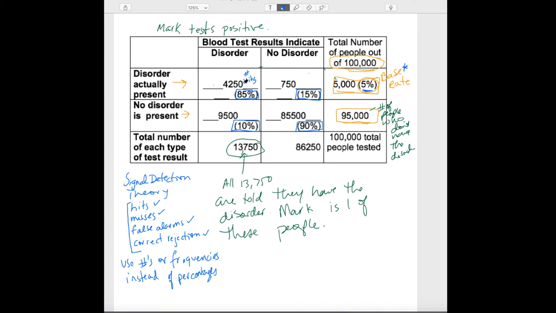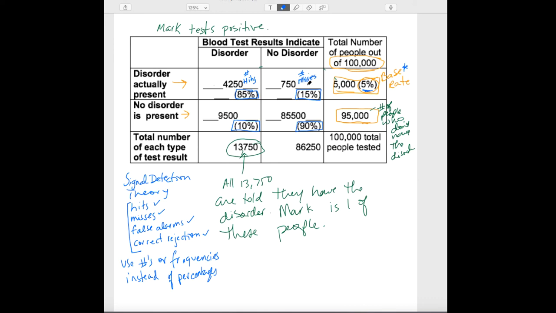This is the number of people who are correctly diagnosed by the blood test as having cancer when they actually do have it. The remaining 750 people who have this condition are falsely told by the test that they don't have it. This is the number of people for whom the test misses their cancer or their disease. So this is the number of misses. So 15% out of this 5,000 people are falsely told they don't have the disorder when they do.